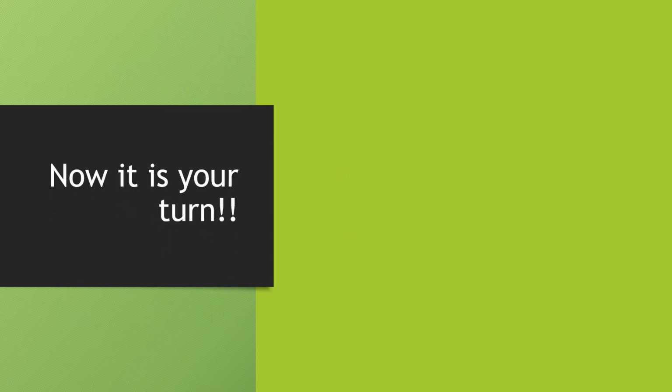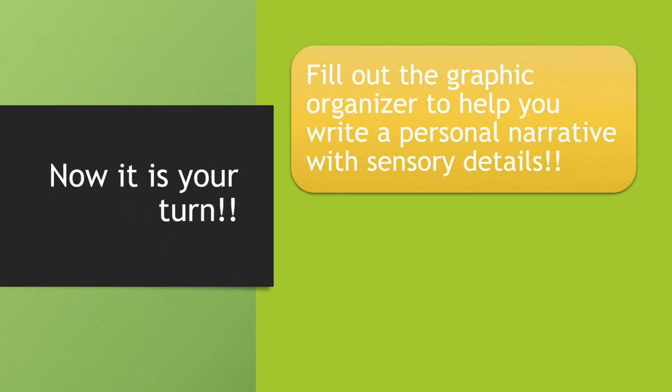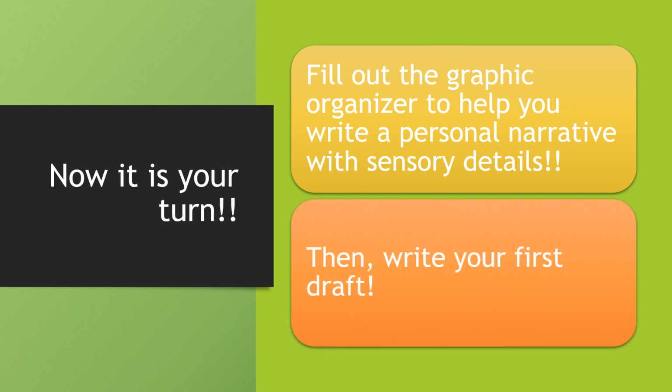Now it is your turn. Fill out the graphic organizer to help you write a personal narrative with sensory details. Then you're going to write your first draft. You'll be having a Google document to be able to fill out the graphic organizer. When you get to the first draft, you can type up the first draft, or you can write your first draft on a piece of paper, send me a picture, and email it to me.